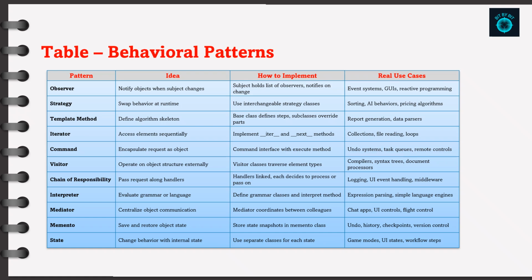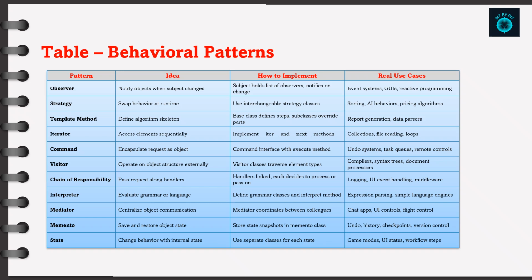Interpreter defines grammar rules and evaluates expressions. It's used in small languages, calculators, or domain-specific configuration systems. Mediator pattern removes tight coupling by using a central object to coordinate communication. It's helpful in chat applications, air traffic systems, or complex user interfaces.